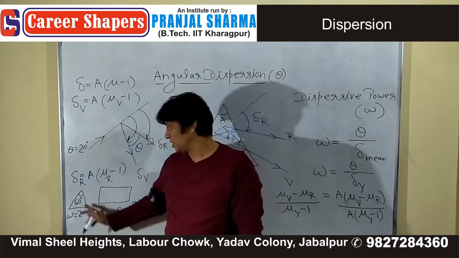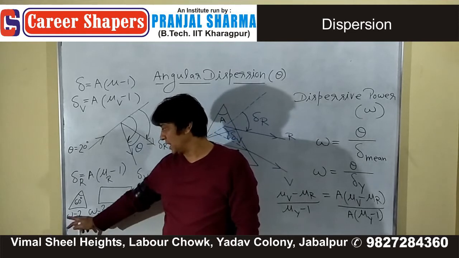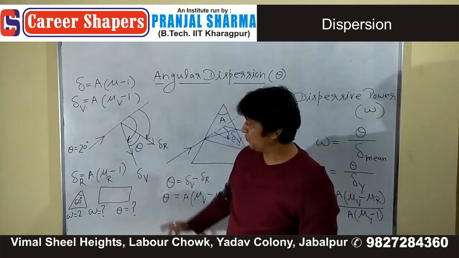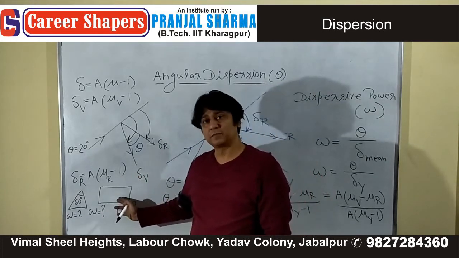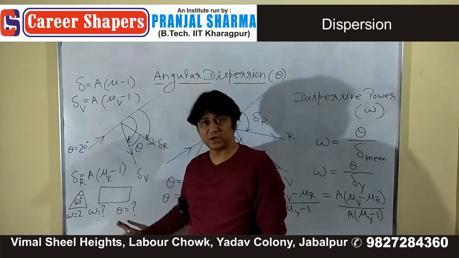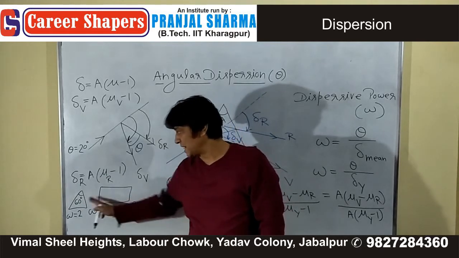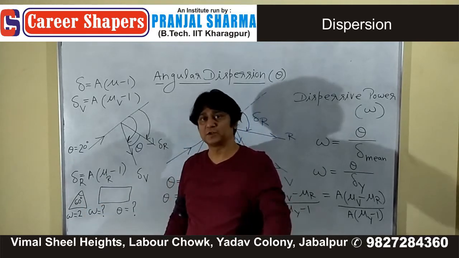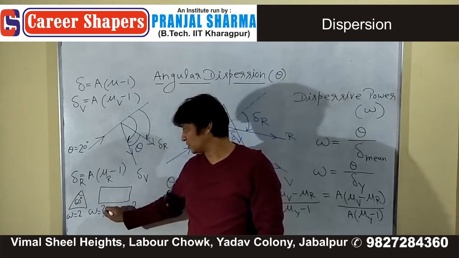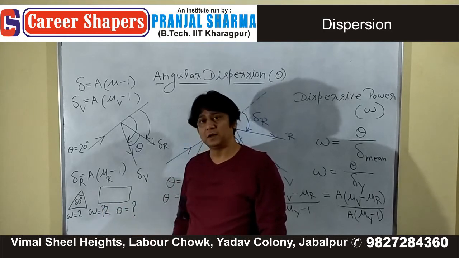The question is that for a glass prism, theta is 20 and dispersive power is 2. Then for a glass slab of the same material, what is omega and what is theta? Then you will say that for the same material, dispersive power remains the same, and therefore omega for the slab is also 2. And what about theta?